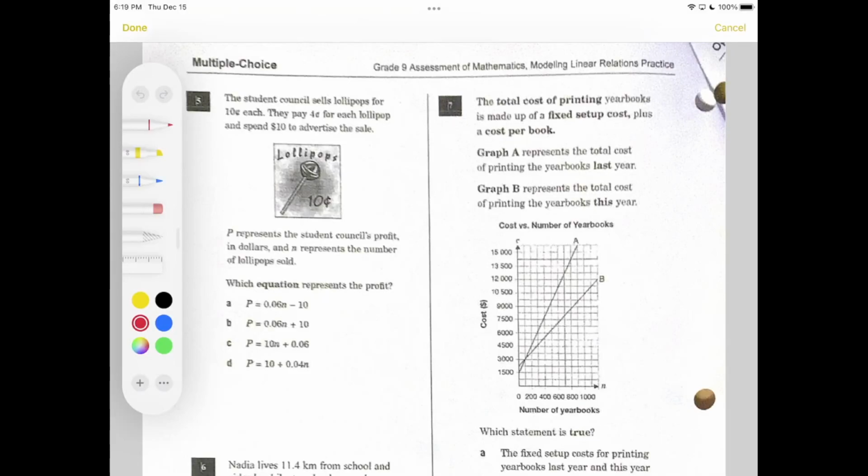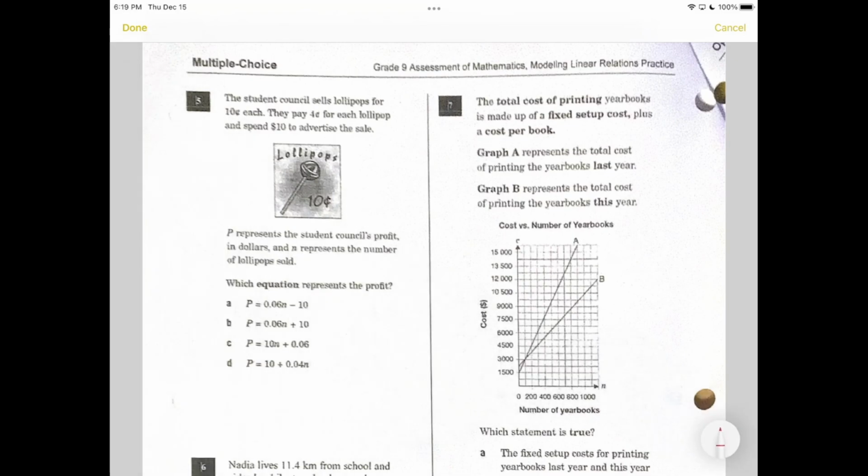All right, here's questions 5 to 7. The student council sells lollipops for 10 cents each. They pay 4 cents for each lollipop and spend $10 to advertise the sale. P represents the student council's profit in dollars, and N represents the number of lollipops sold.